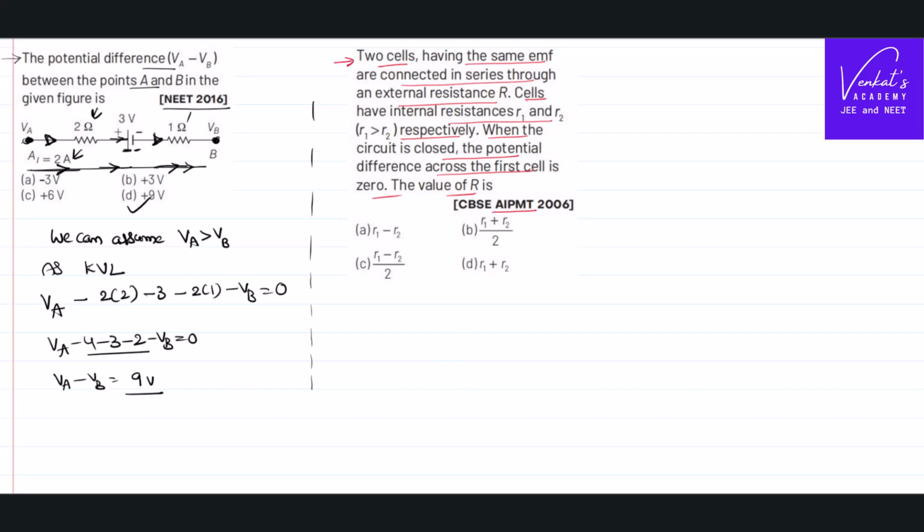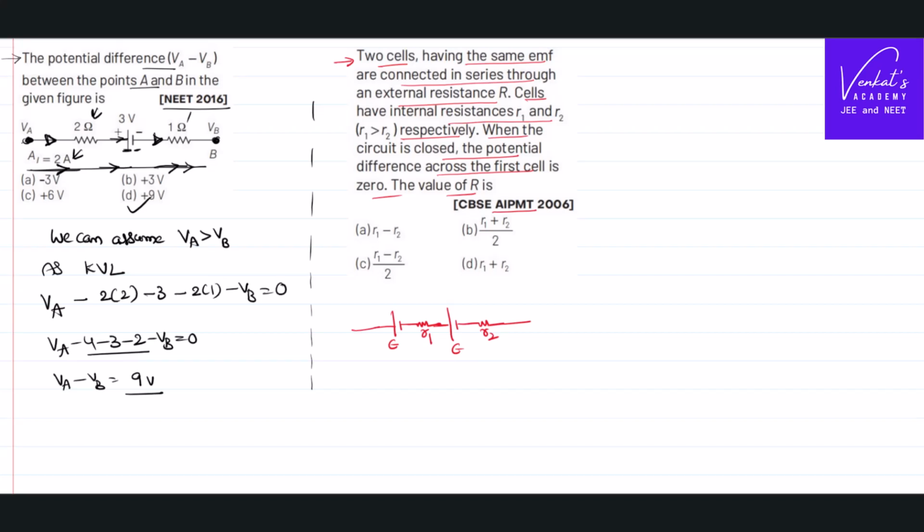Let us try to draw what he is saying, right? He is saying there are two cells. So this is cell 1 having EMF E, same EMF. Each cell has some internal resistance. Let me call that internal resistance R1. Internal resistance always behaves like a series resistance. This is the second cell, same EMF means EMF is E, but has a different internal resistance.